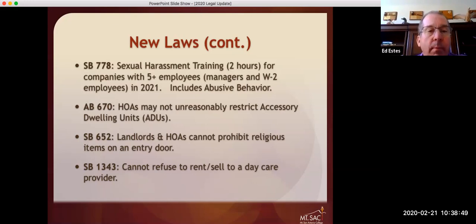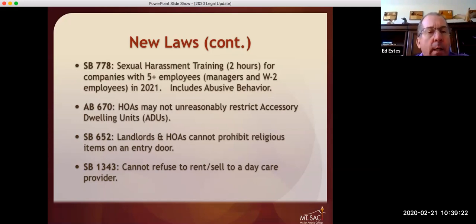SB 652. Landlords and HOAs cannot prohibit religious items on an entry door. I don't think that's too big of a problem with HOAs. Might be, but it could be a problem with apartment buildings. So just a heads up for landlords. If a resident wants to put a cross or what is a mezuzah, the little scroll box that people of the Jewish faith often have on their door, they're allowed to do that.